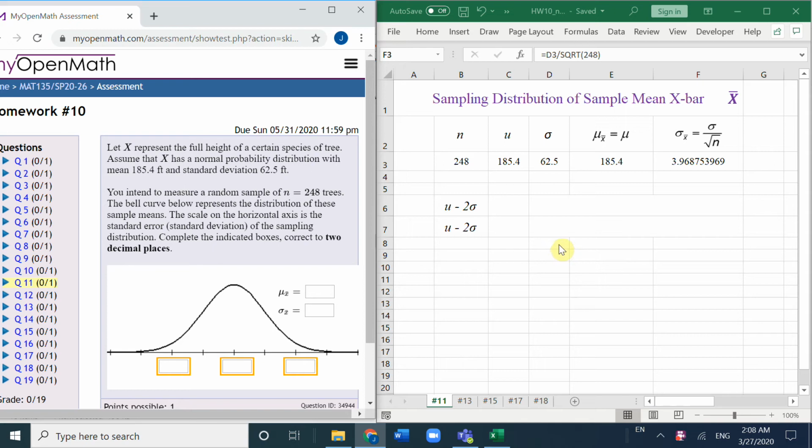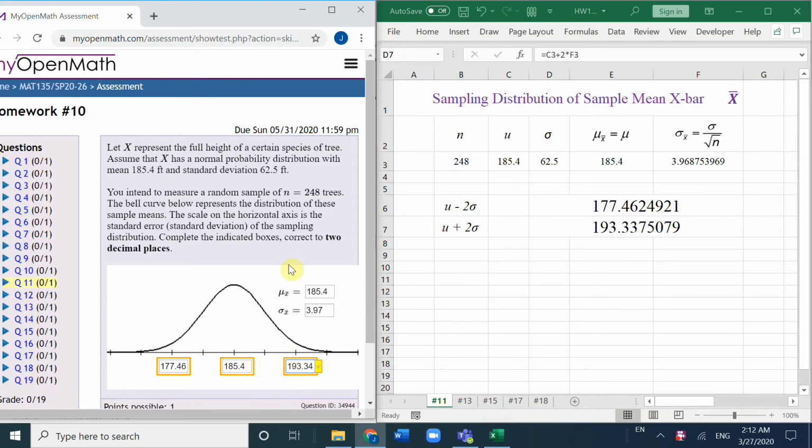Let's do some homework problems for sampling distribution of sample mean. For number 11, sample size and population mu, population sigma, and mu for x bar and sigma x bar. So you can directly just copy here 185.4 and sigma x bar, 2 decimals is 3.97. Here is mu x bar, so 185.4. So this number is mu plus 2 sigma.